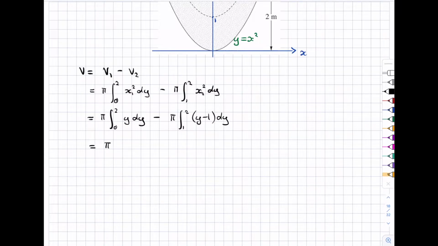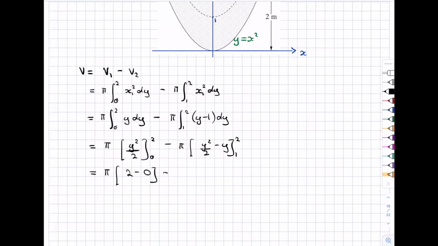So it'll be pi times y squared on 2, evaluated from 0 to 2, minus pi times y squared on 2 minus y, evaluated from 1 to 2. Subbing everything in, we'll get 2 minus 0. When we sub 2 into this, we'll get 0. And when I sub 1 into that, I get a half minus 1, which is negative a half. So I end up with 2 pi minus a half pi, which is 3 pi on 2.